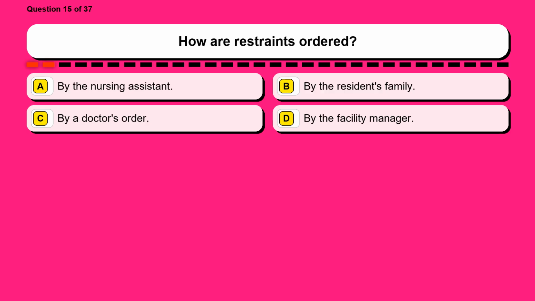Question 15. How are restraints ordered? Option A, by the nursing assistant. Option B, by the resident's family. Option C, by a doctor's order. Option D, by the facility manager.